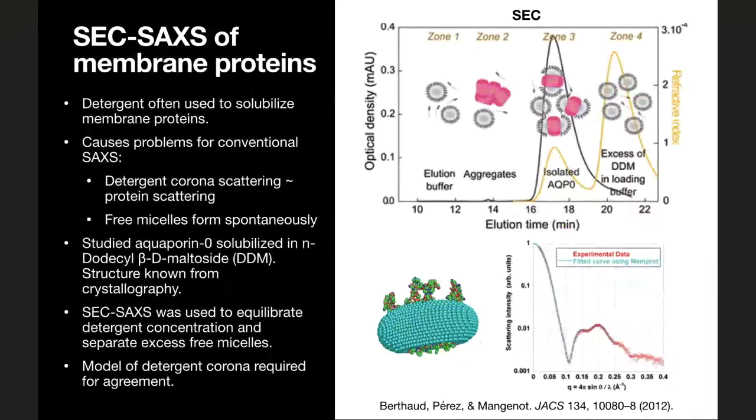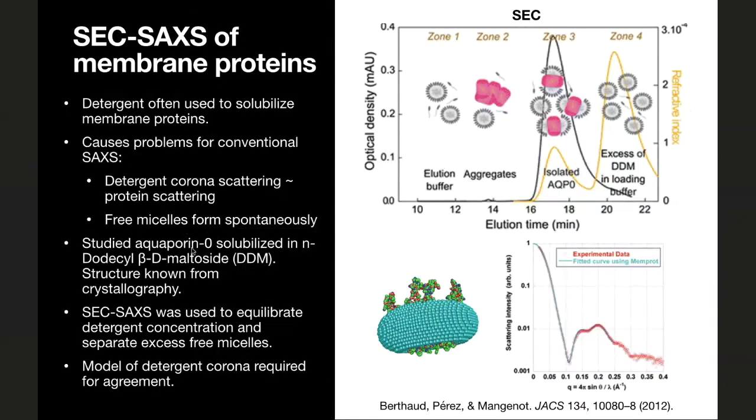So another thing that's cool you can do with SEC-SAXS is you can look at membrane proteins. So often people will use detergent to solubilize membrane proteins for doing analysis like SAXS, but this can cause problems because, first of all, the detergent corona around the protein contributes scattering, which is quite a lot. But the other thing that at least I didn't appreciate at the beginning is that when you're using high concentrations of protein for SAXS, you're often going to be above the critical micelle concentration. So that means that free micelles will be forming spontaneously in solution, and it's very hard to control that.